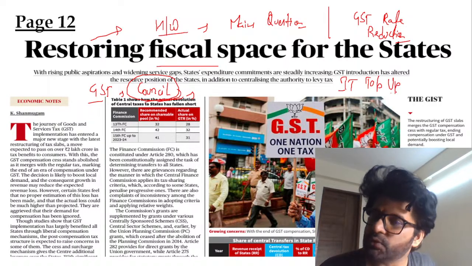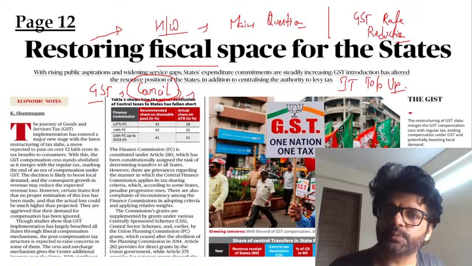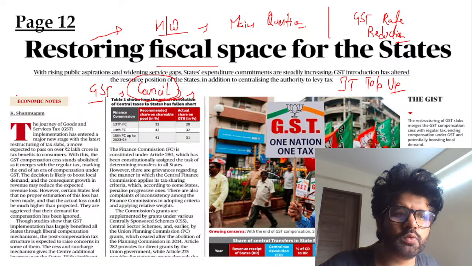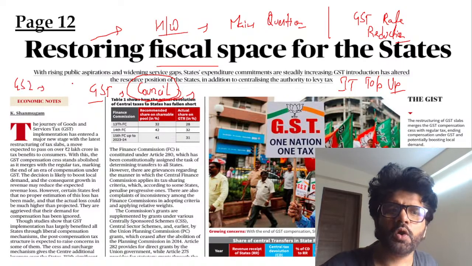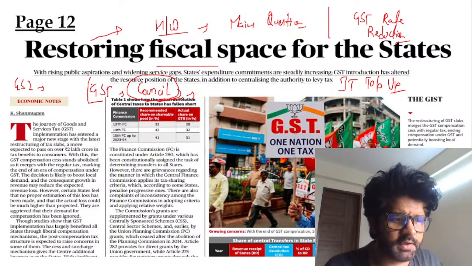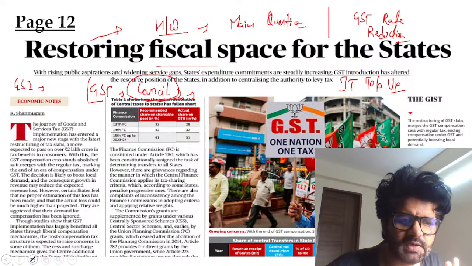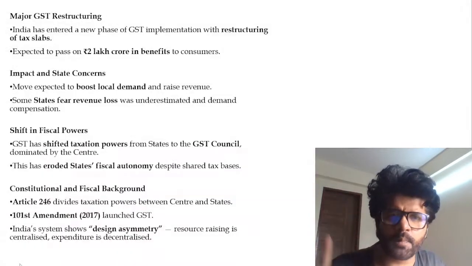We'll talk about it. So again, an interesting article, very conceptual, important from a GS2 governance perspective. It is a topic related to the relationship between center and state. So GS2 for that, and GS3 from an Indian economy perspective. So let's have a look at this. Very important from a prelims perspective also.